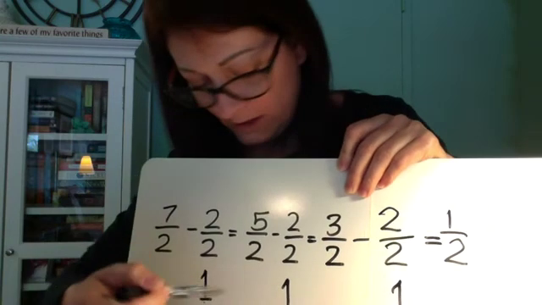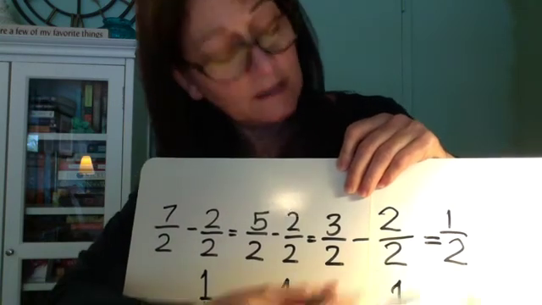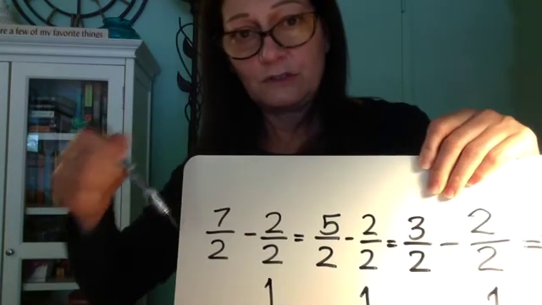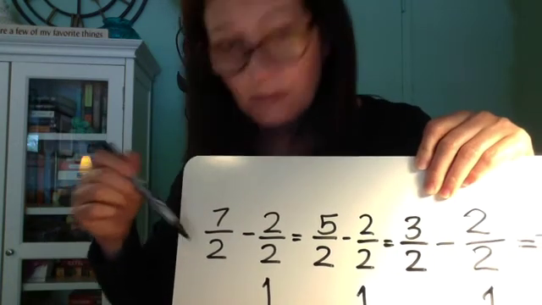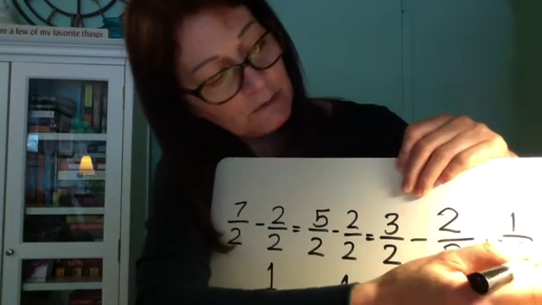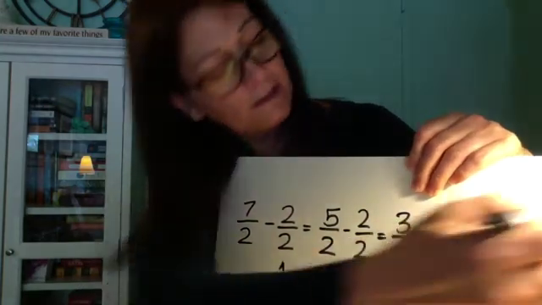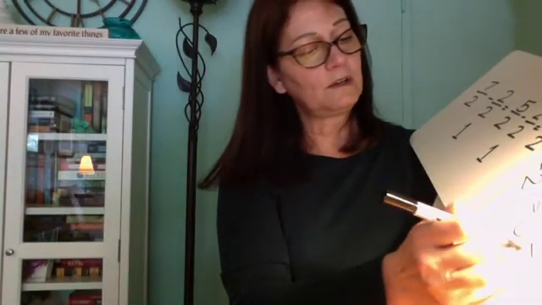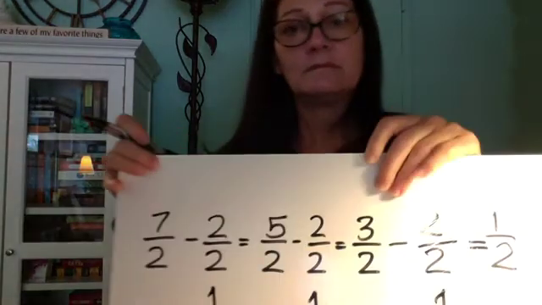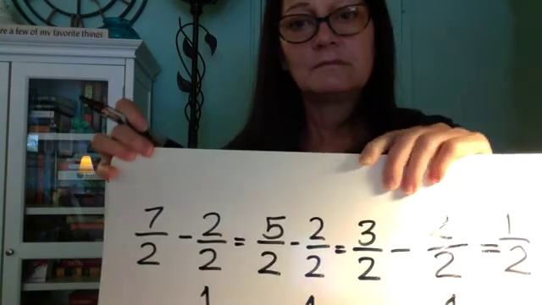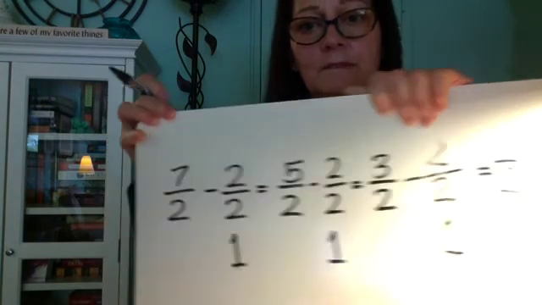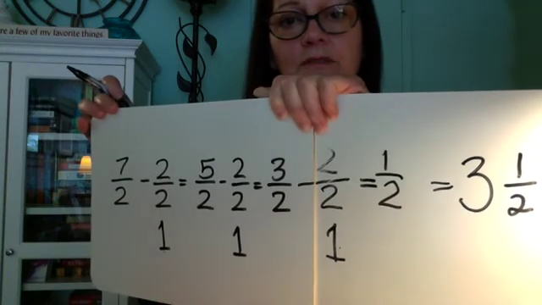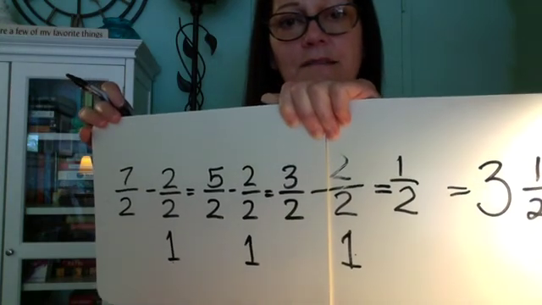So I have 1, 2, 3 plus that 1/2. So this original improper fraction is equal to 3 and 1/2. Okay? That's a way to think of it. 3 and 1/2. Sorry, it's a mess.